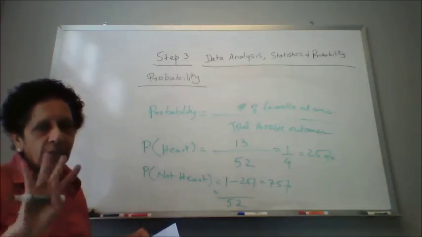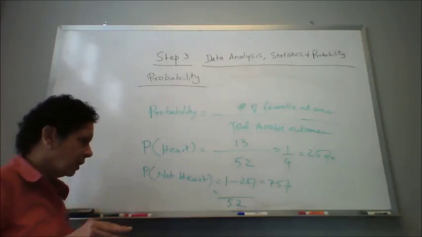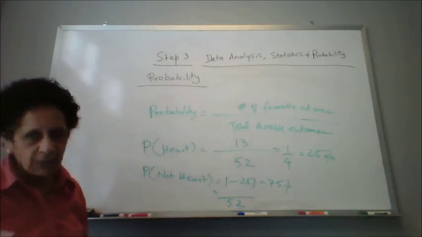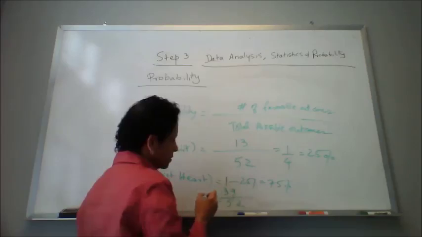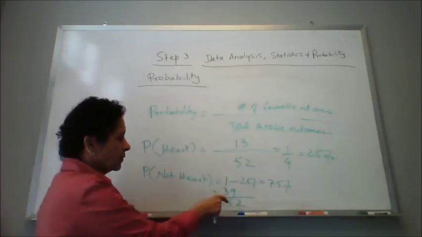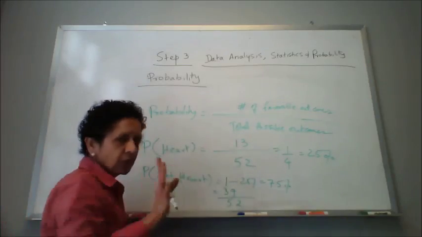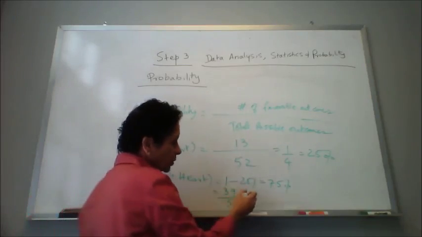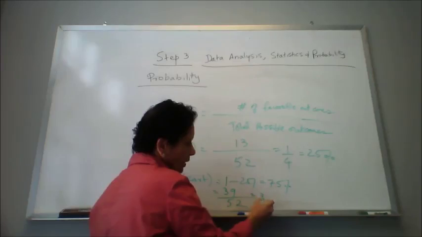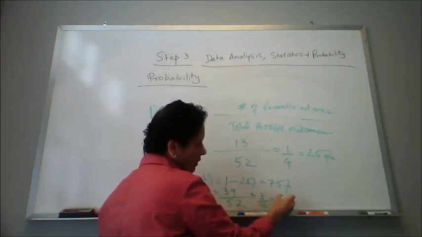The remaining 39 are not hearts. Either they are clubs or spades or diamonds, right? So there are 39 cards. They are not hearts. So I can just say that 52 is the total, and 39 is not heart. That's what I want to put on the top. So 39 over 52. So that is actually 3/4, which is actually 75%.